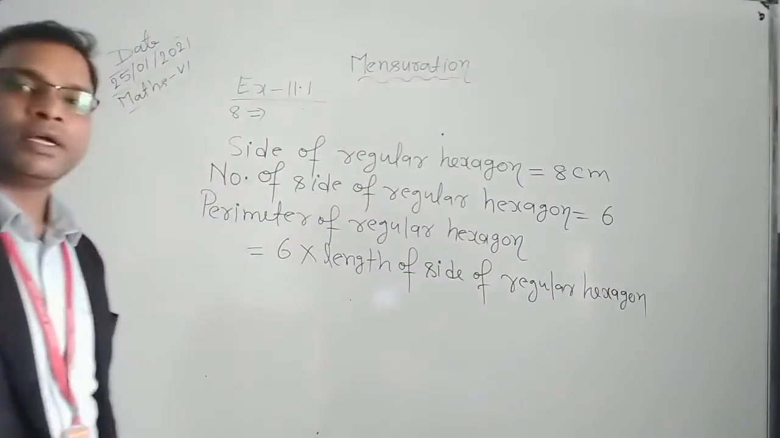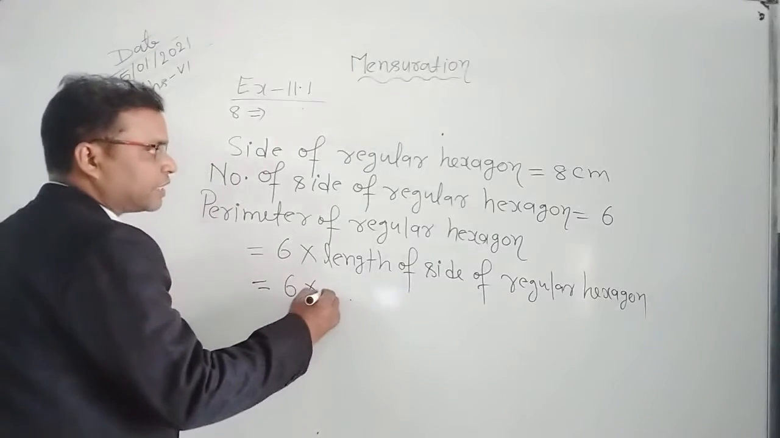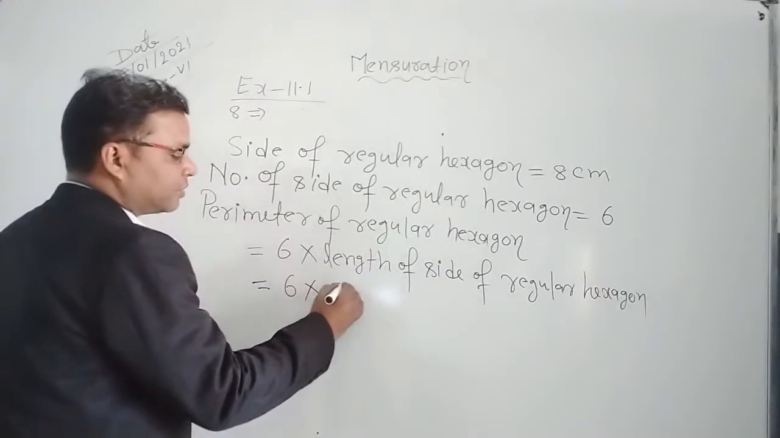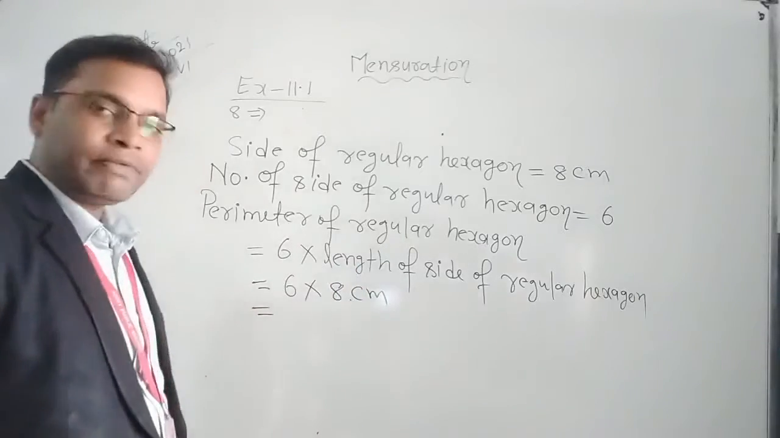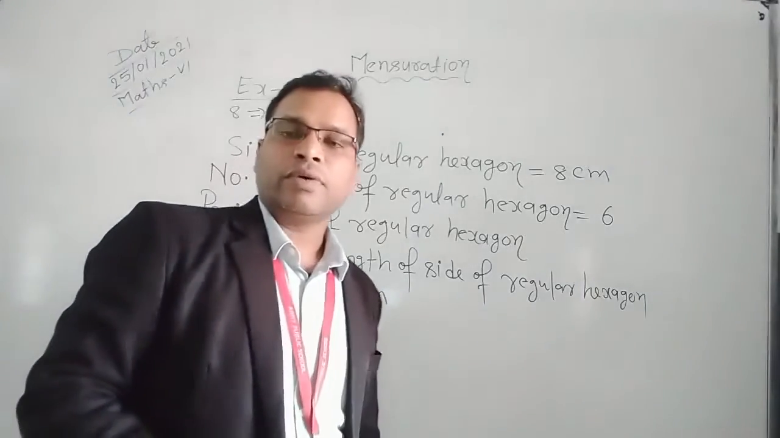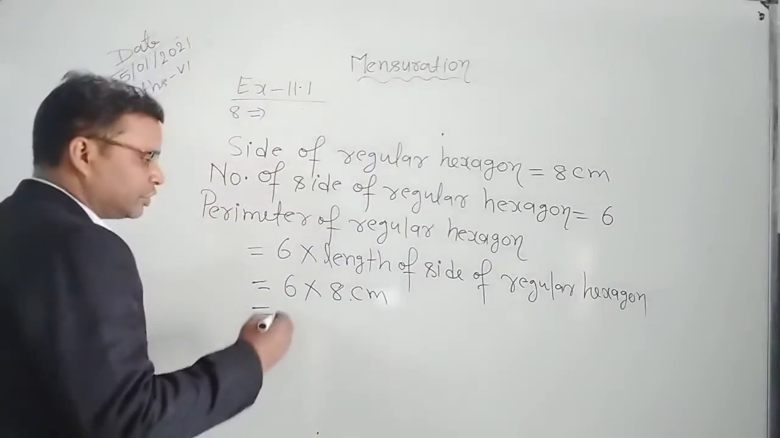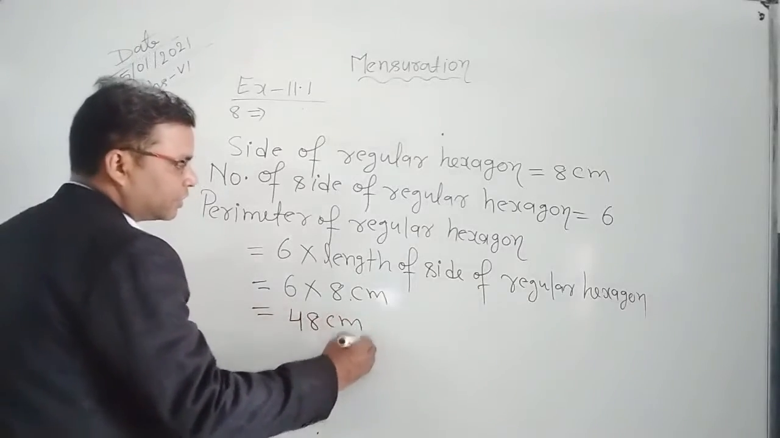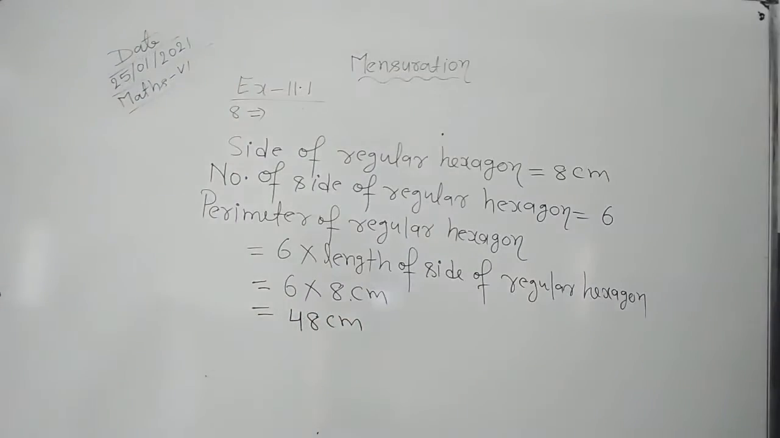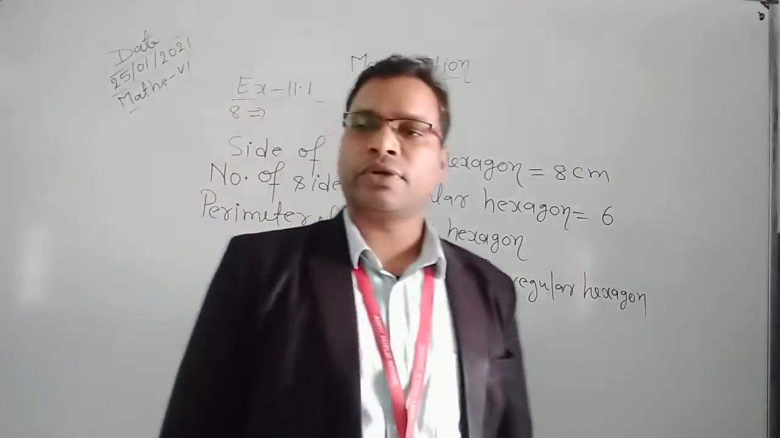Clear? So students, here 6 is the number of sides, and the length of side is given here, 8 centimeter. So you know very well how to multiply. So 8 into 6 is equal to what? 8 into 6, this is equal to 48 centimeter. 48 centimeter is the perimeter of the regular hexagon.